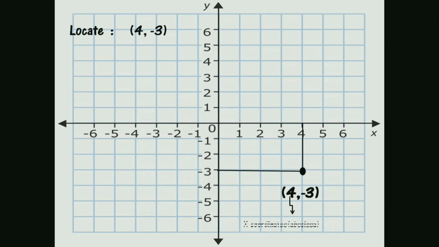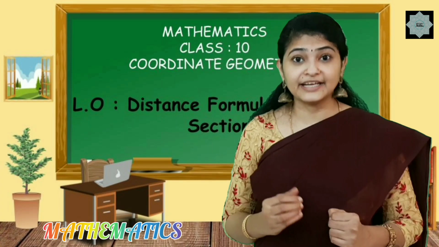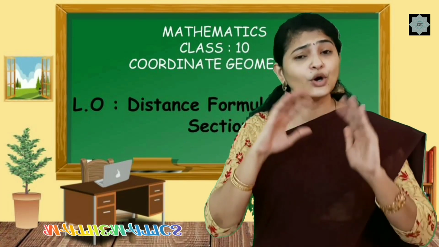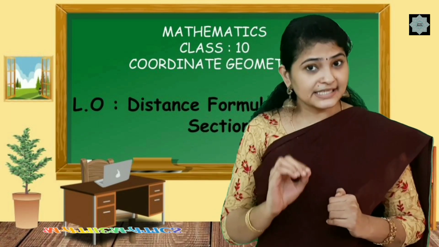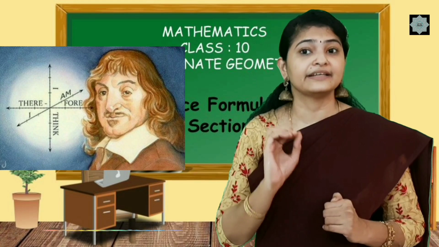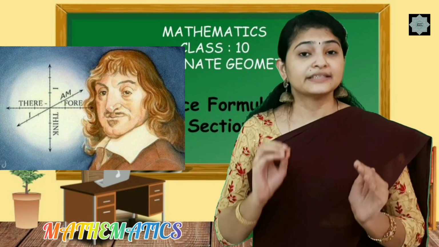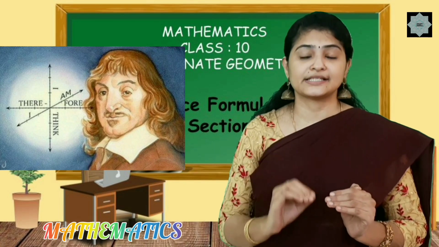These two reference axes, the x-axis and y-axis, are called coordinate axes. So now we know what coordinate axes are. This whole system together is called the coordinate system. This system was given by the great French mathematician René Descartes, and therefore the coordinate system is named after him, the Cartesian coordinate system.